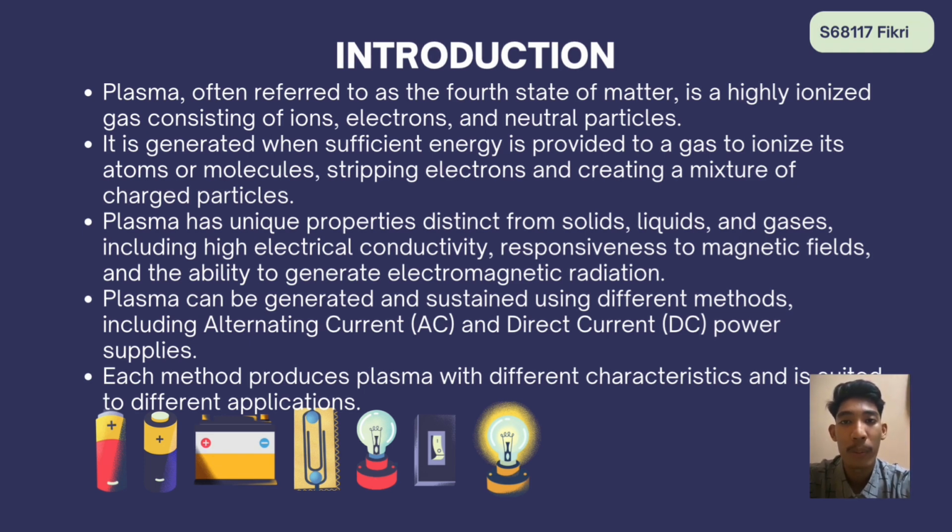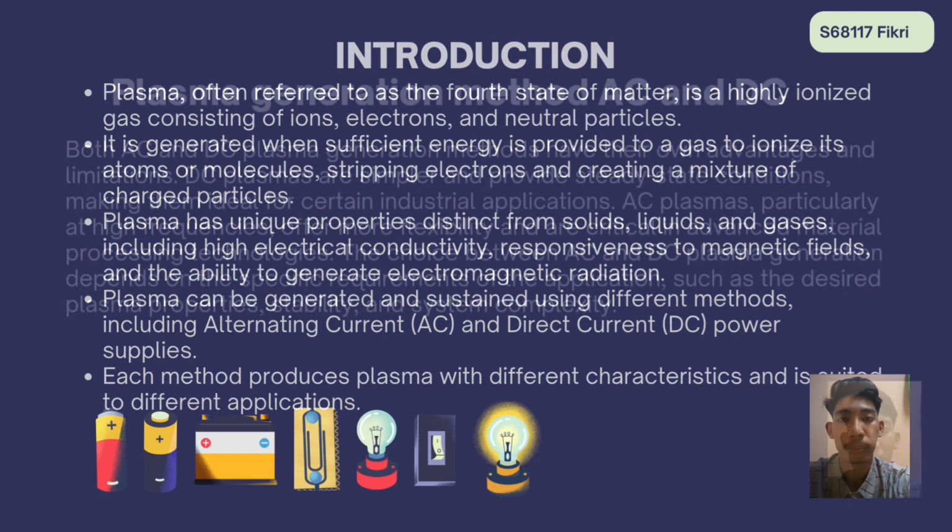Plasma has unique properties distinct from solid, liquid, and gas, including high electrical conductivity, responsiveness to magnetic fields, and the ability to generate electromagnetic radiation. Plasma can be generated and sustained using different methods, including alternating current and direct current power supplies. Each method produces plasma with different characteristics and suits different applications.